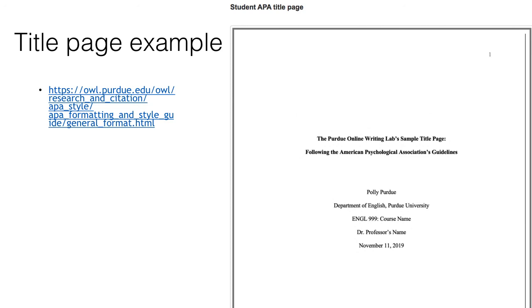And then on the top right side, you see the page number. You have to put the page number from the title page, and it goes from the title page to the end.